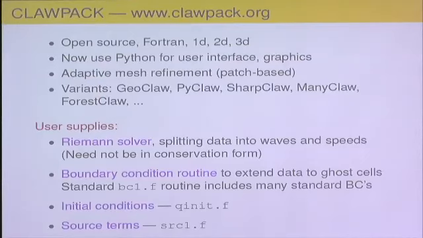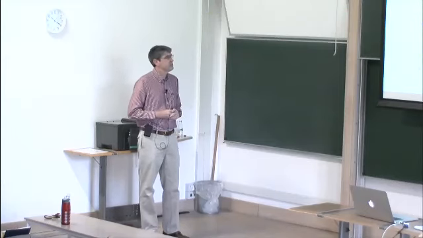And so I'll say just a little bit about ClawPack, which is the software that we've been developing that implements these methods and extends this also to 2D and 3D. This is all open source code. The bulk of it is written in Fortran, although we use Python now for the user interface and the graphics part of it. It has adaptive mesh refinement. I've been working with Marsha Berger at the Courant Institute pretty much from the beginning of this project to incorporate the adaptive mesh refinement algorithms that she's developed into ClawPack.